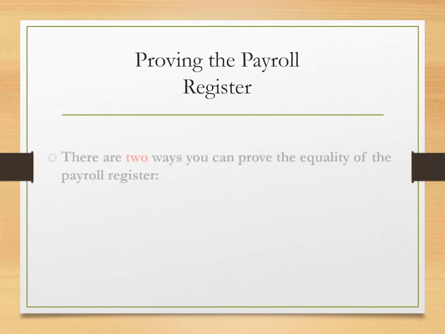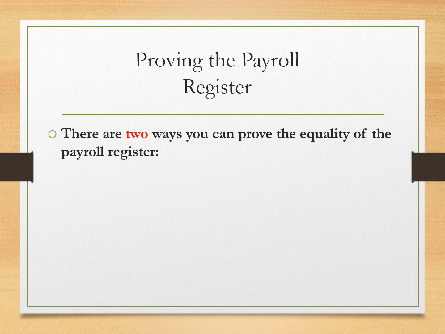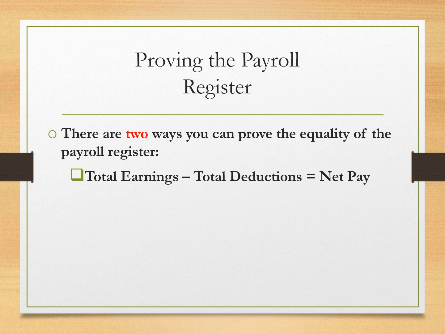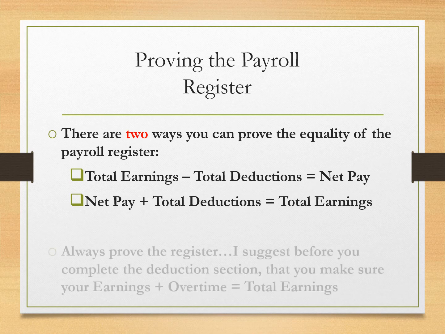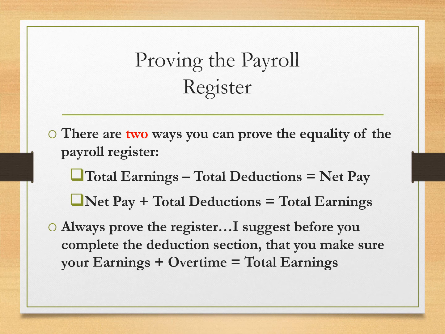Proving the payroll register. There are two ways you can prove the quality of the payroll register. Take your total earnings minus your total deductions and they will equal your net pay, or you may take net pay plus total deductions to get your total earnings. If they do not equal, then you need to go find your error. Always prove the register. I suggest before you complete the deduction section that you make sure your earnings plus overtime equals your total earnings.